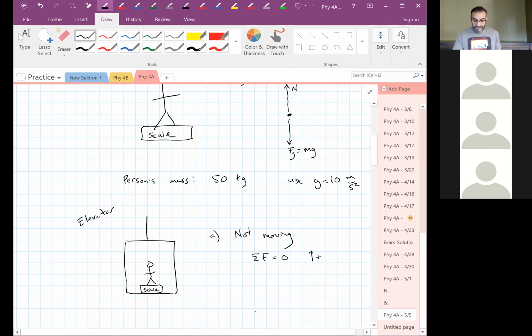Okay. So when I say the sum of the forces is going to be 0 on our person, I've already drawn my free body diagram. I have normal force minus mg is 0, or normal force equals m times g, which I said was going to be 50 times 10. So 500 newtons. All right, so let's make it a little more interesting. Now the elevator starts to go down.